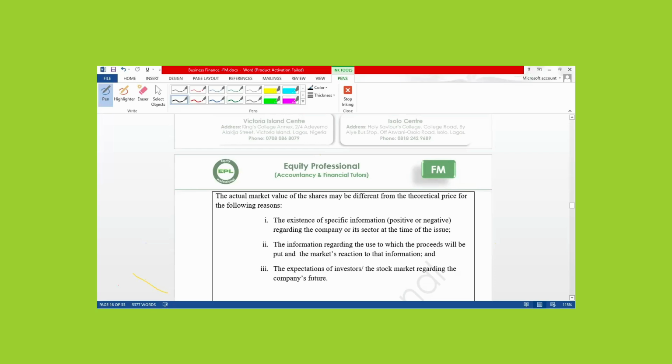But if the company's future is not bright, nobody will patronize the shares. Actual share price will fall. All right? These are the 3 reasons. And please, try to memorize this. Examiner has a way of asking this question.